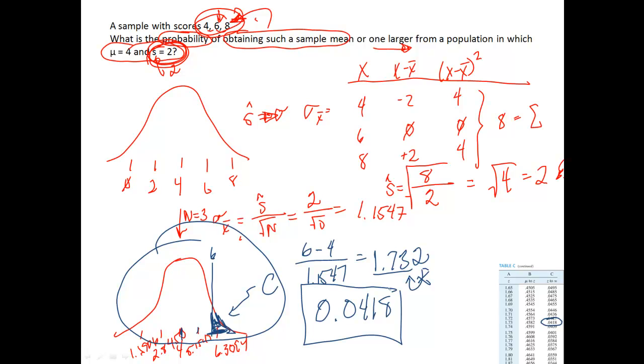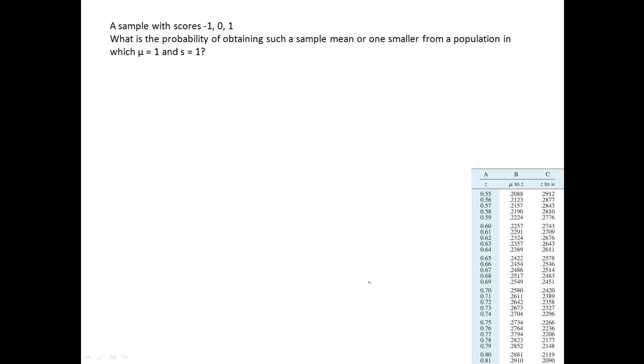Let's do another one. Okay, same game. The only thing that I really changed on this one is I went for "or smaller." So now we're looking to the left. It's still going to be a tail region, so we're still going to use column C, but the tail region will give us the "or less" part. Okay, so -1, 0, 1.